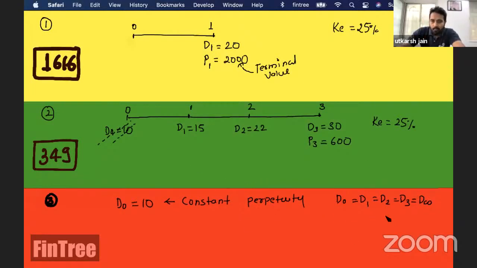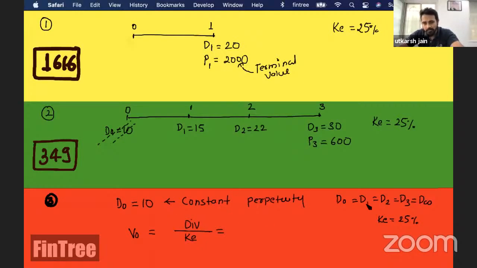Now the discount rate is 25%. So now we come down to valuation of a classic perpetuity stream of cash flow. So we will say valuation at time 0 would be equal to what is my cash flow here, or what is my dividend here, divided by what is my cost of equity. So this is called a perpetuity valuation formula.